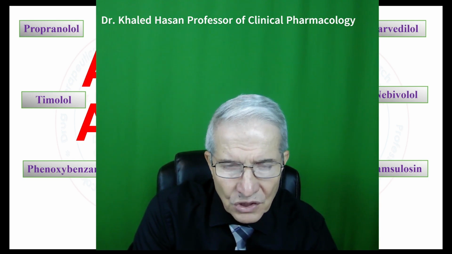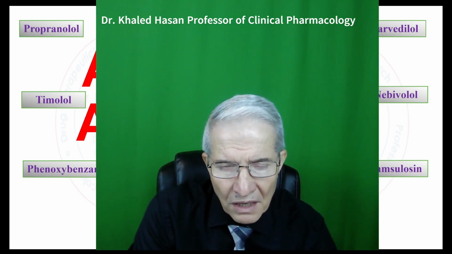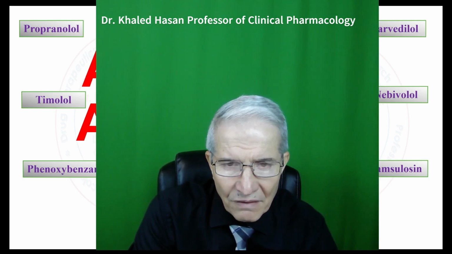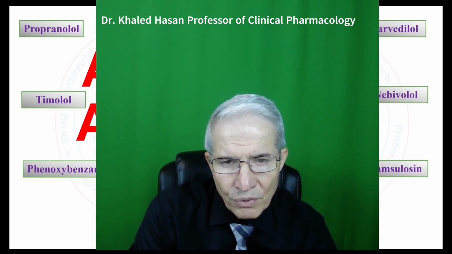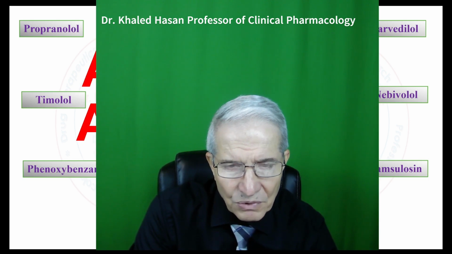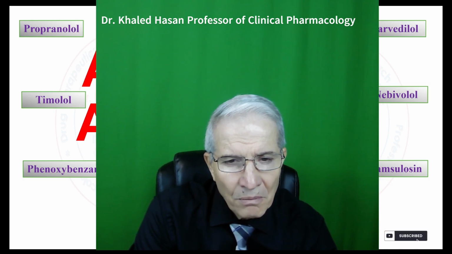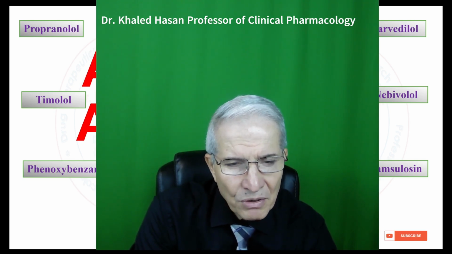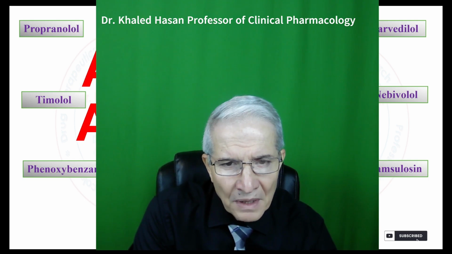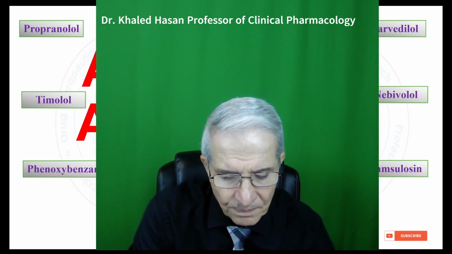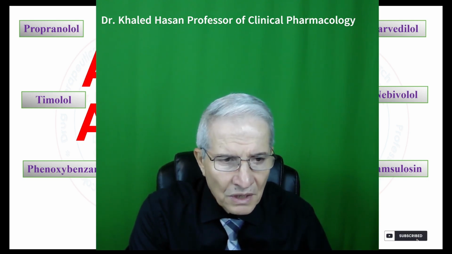This section, alpha and beta blockers, is considered one of the most important sections in clinical pharmacology and clinical practice, because we use it for treatment of so many diseases. For example, angina, hypertension, myocardial infarction, benign prostatic hypertrophy, and Raynaud's disease. We have a lot of cases where we use this medication to treat. Stay tuned and we'll start soon.